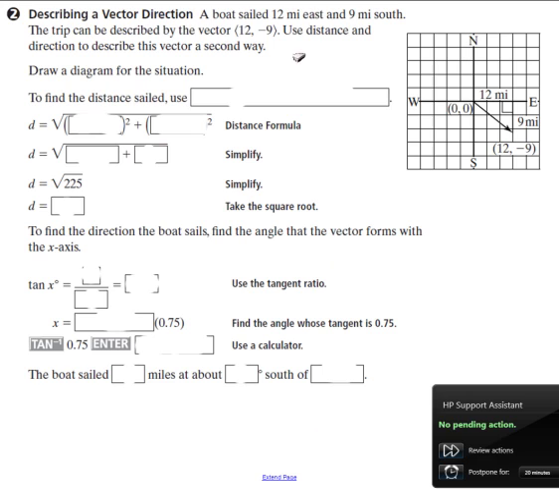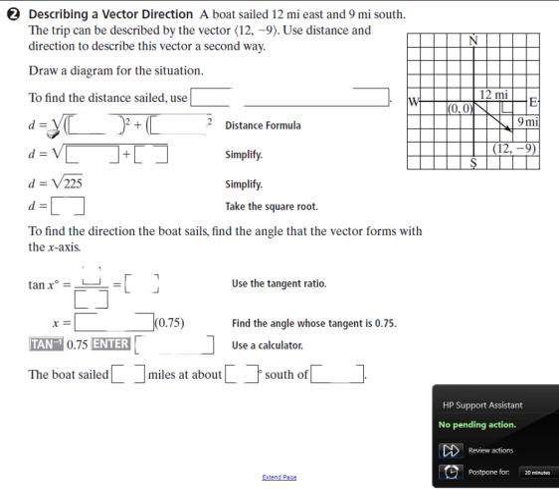All right, example 2. Now we're putting this to use in a word problem. It says a boat sailed 12 miles east and 9 miles south. The trip can be described by the vector 12, negative 9. Use distance and direction to describe this vector a second way.